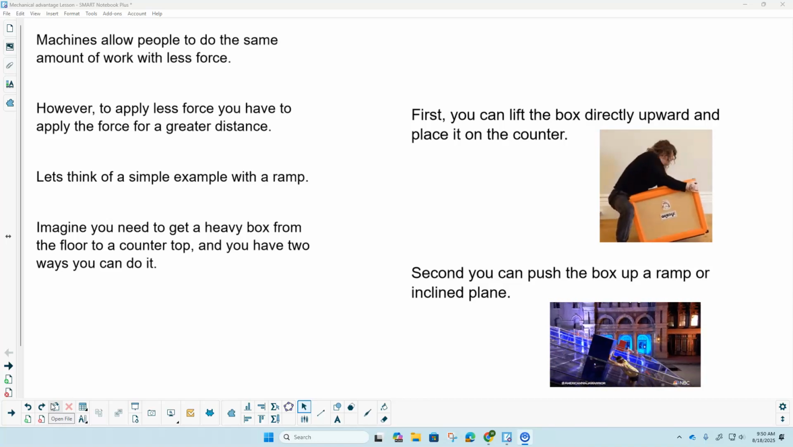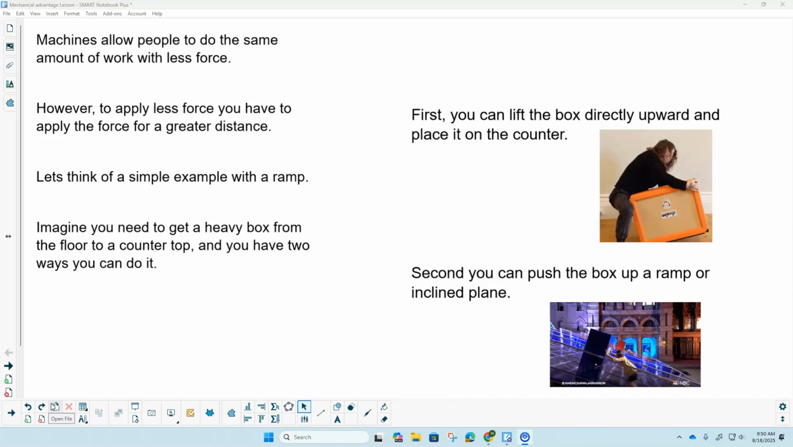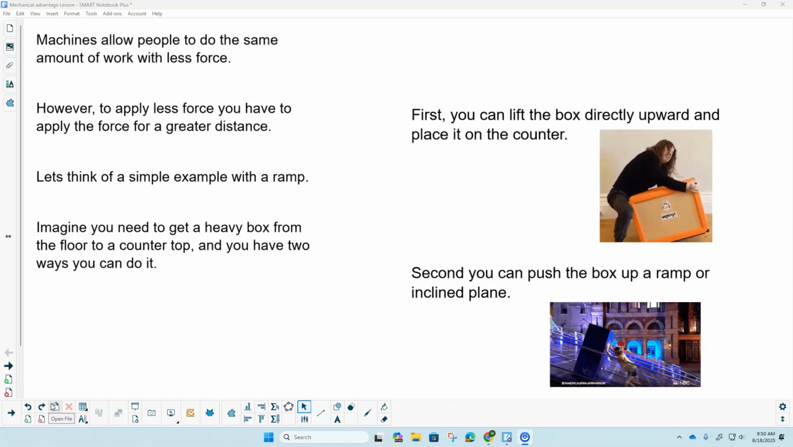So you're doing the same amount of work but applying less force. But the drawback is you have to apply that smaller force at a greater distance. So there's a trade-off. If you're going to apply less force, you have to apply it over a greater distance. We've talked about situations where objects slowed down or sped up, and those kinds of concepts are simple.